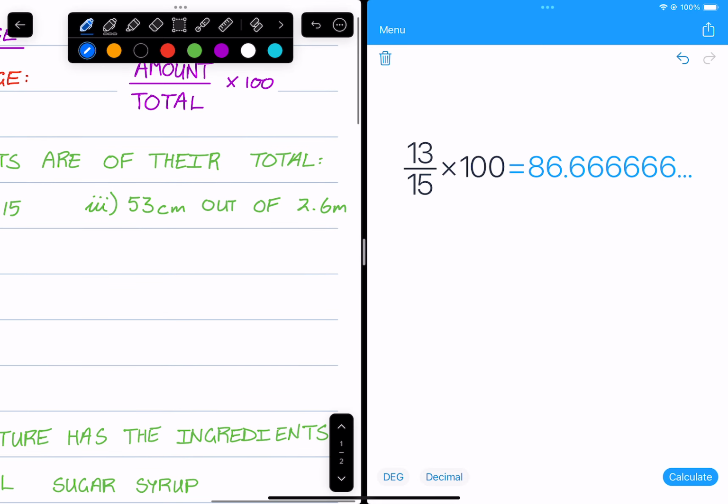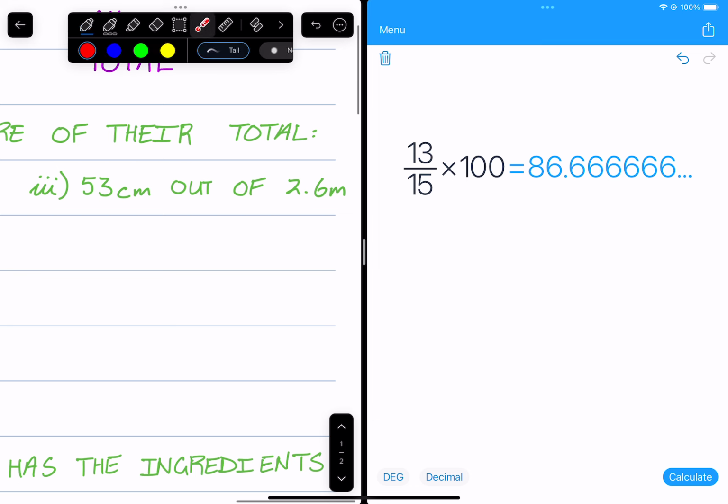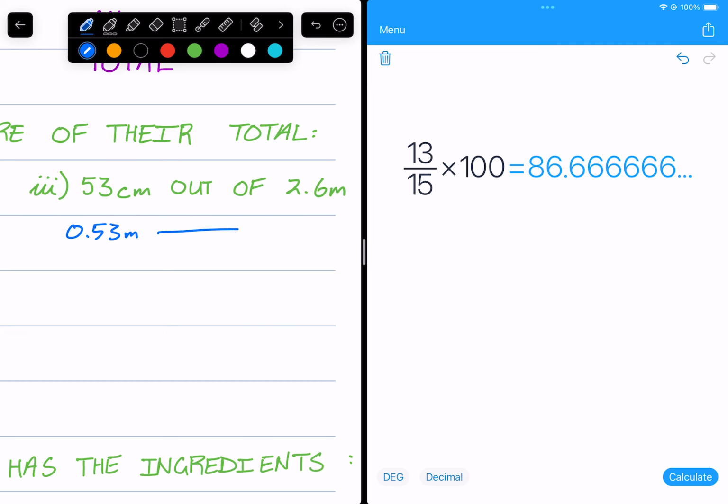Okay. Now in this example I have here, notice how they both have units of measurement, but they are not the same. So the first thing we have to do is make these the same unit of measurement. For this, you can either make everything centimeters or everything meters. So we could have it as 0.53 over 2.6 meters, or have it as 53 centimeters over 260 centimeters as well.